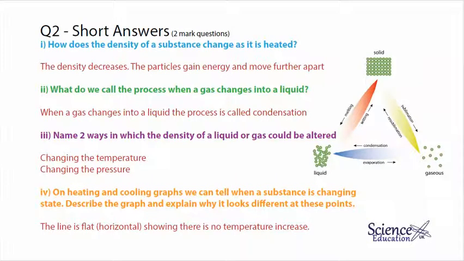And here are the answers. These are worth 2 marks, so it's good if we can get 2 points into each one. How does the density of a substance change as it's heated? Well, the density decreases, and this is because the particles of the substance gain energy and they can move further apart.